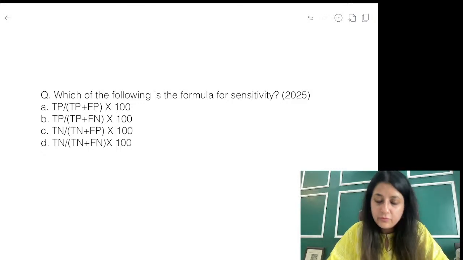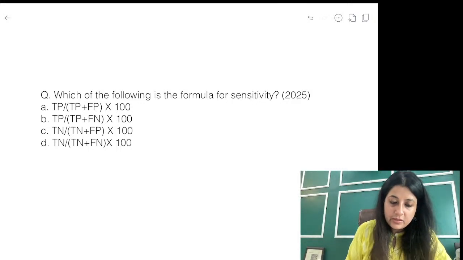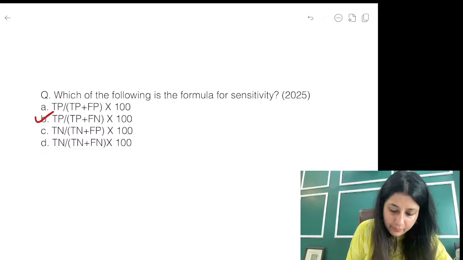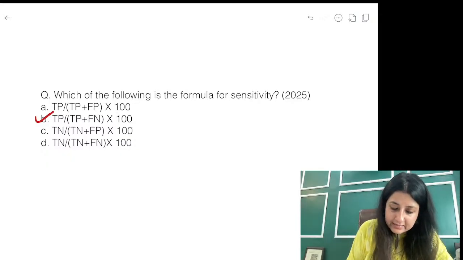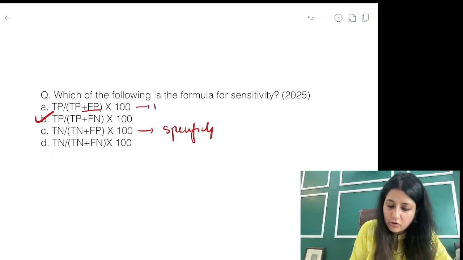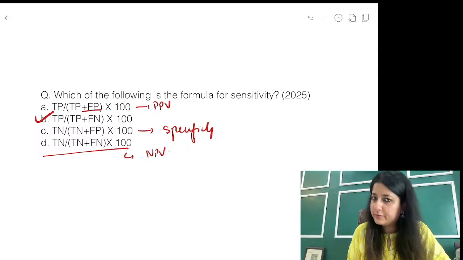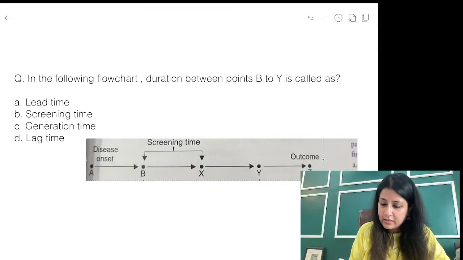I'll tell you once again, don't worry. Sensitivity का formula क्या है? Why am I getting A as the answer? Sensitivity is TP upon TP plus FN into 100. TN plus FP, this is specificity. Remember, PPV क्या होता है? They all positives. NPV क्या होता है? All negatives.